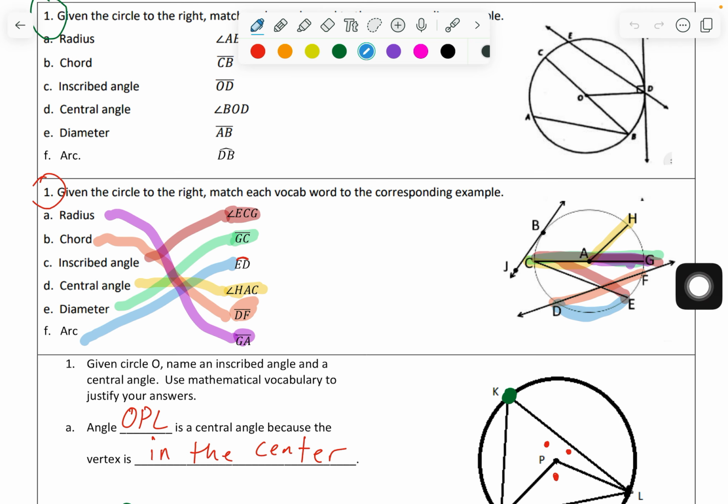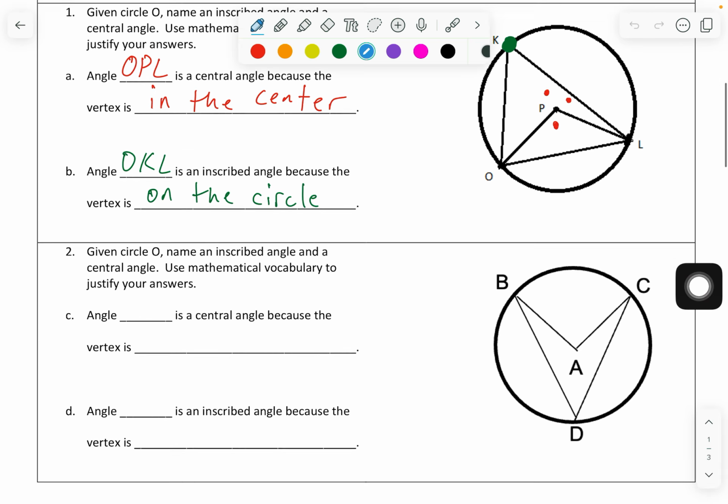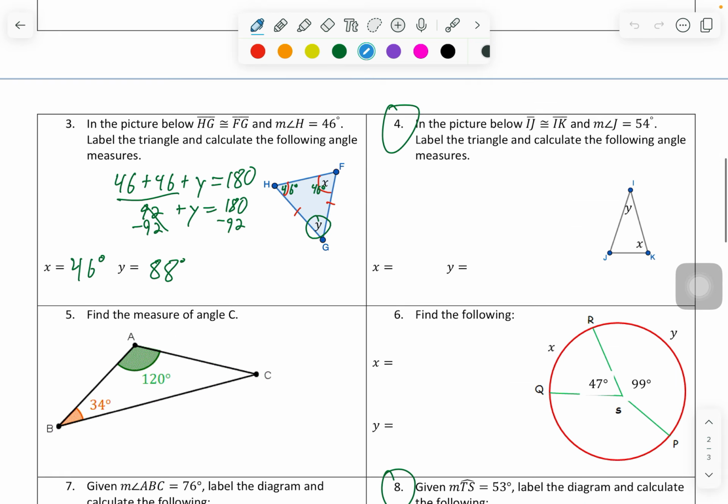Yep. Don't worry about the arc. You can skip these two questions. Just go down to the next one. Number 3 here is just like number 3 on the test. So this is marked for you on the test.